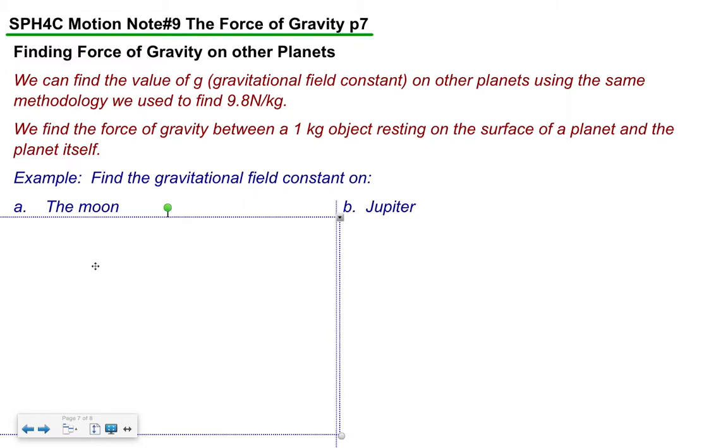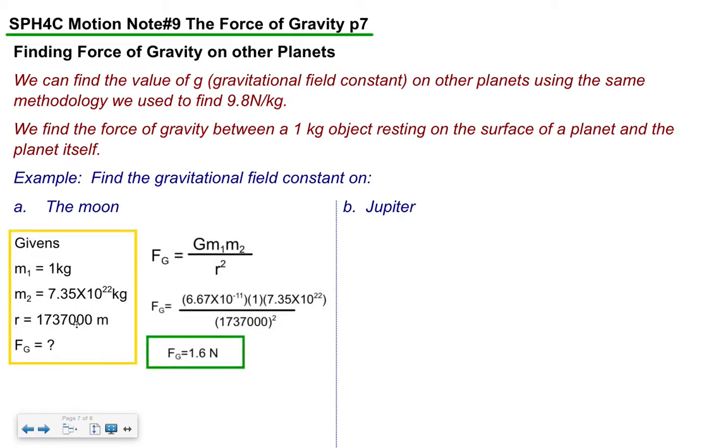And so for the moon, you just need to know the mass of the moon and the radius of the moon, and that's only a Google search away. So the mass of the moon is 7.35 times 10 to the 22 kilograms, and the radius of the moon. So we have to go back to this equation because we're not talking about the surface of Earth anymore. But you could do it, and what you find is that the gravitational field constant on the moon is 1.6 newtons per kilogram, which makes sense. It's a lot less than Earth's 9.8. Well, the moon is a lot smaller and a lot less heavy. Actually, the small size isn't the big deal. It's the fact that it's less dense.